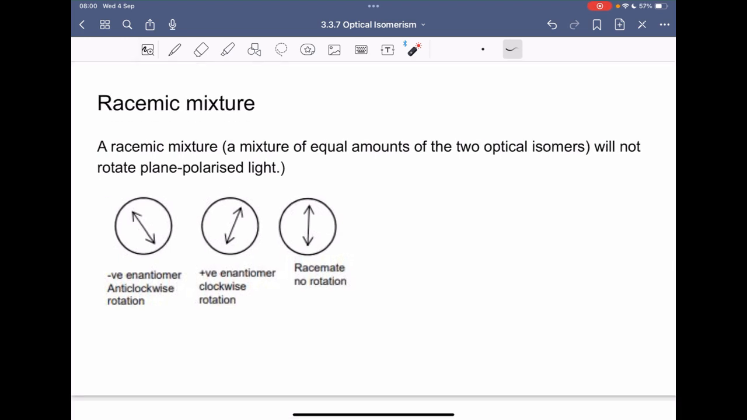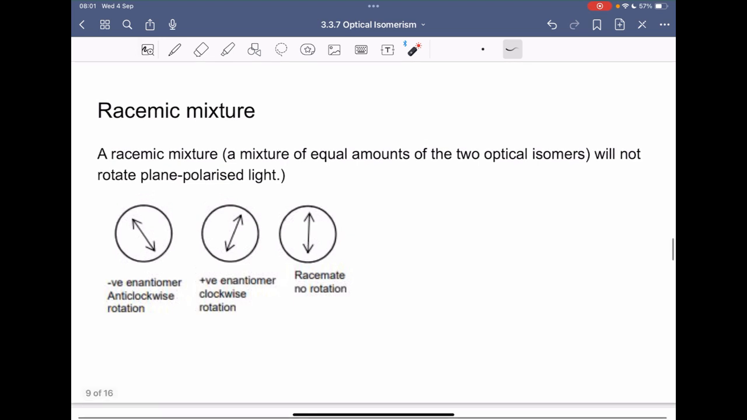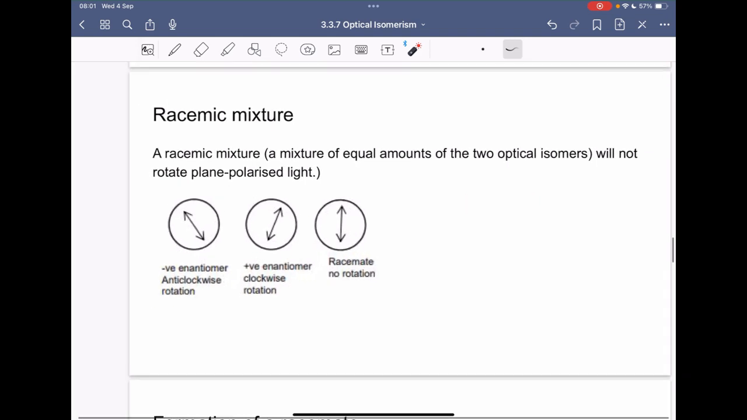A racemic mixture is a mixture of equal amounts of the two optical isomers, and it will not rotate plane polarized light. The reason for this is that if you have one enantiomer and it rotates the light this way, then the other enantiomer rotates light that way, okay? So overall, there's no effect because they cancel each other out.